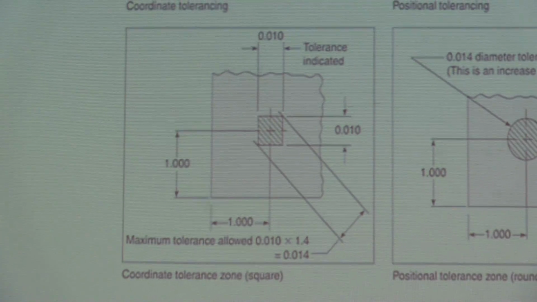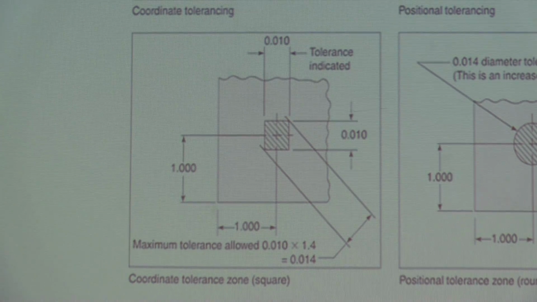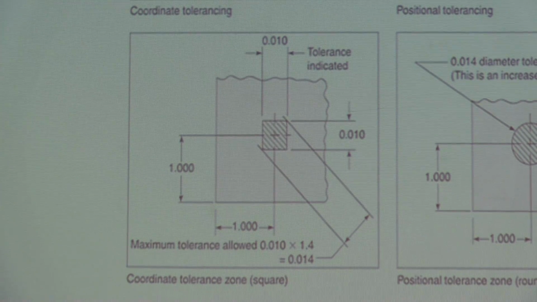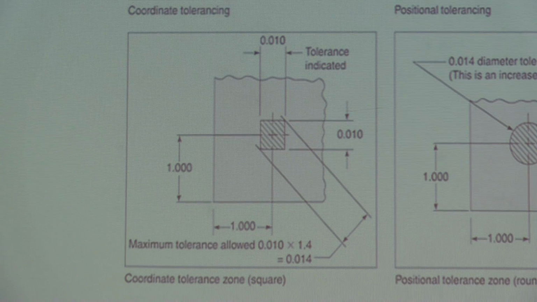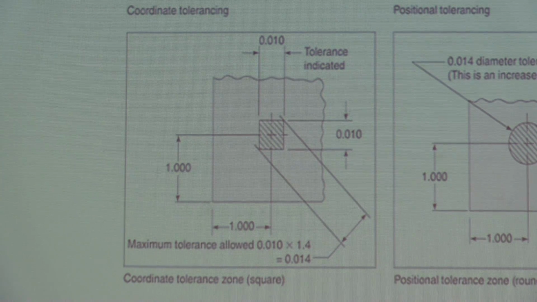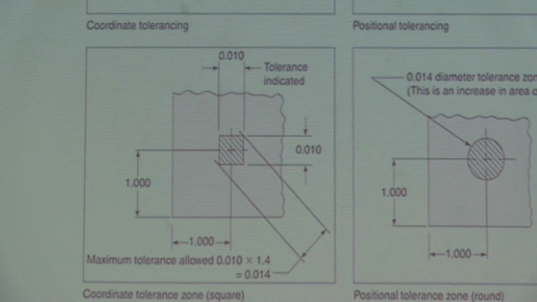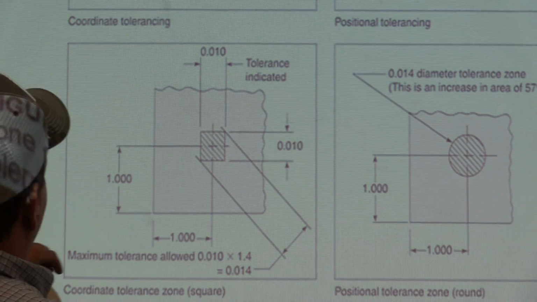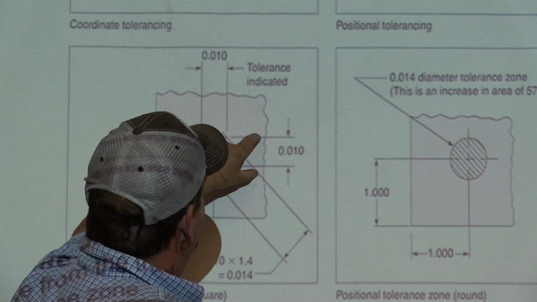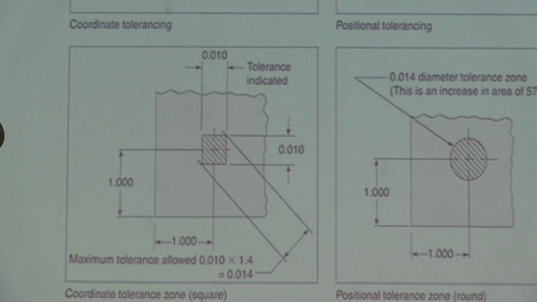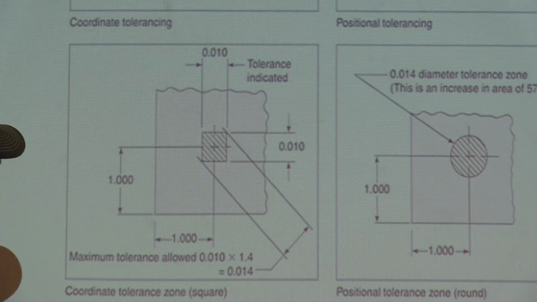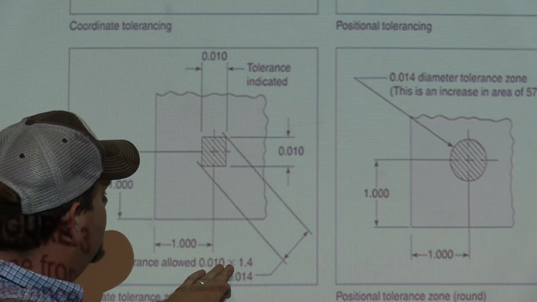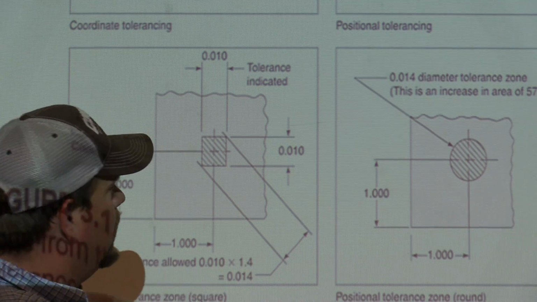Okay. Here's the one that's kind of confusing at first. So you have a square box. It's a tolerance zone as far as a square. So it's giving you 10 thousandths on the top side. Make sure that we're looking at the same one before I walk up there. It's giving us 10 thousandths tolerance is allowed here, 10 thousandths here. Maximum tolerance is 10 thousandths times 1.4.